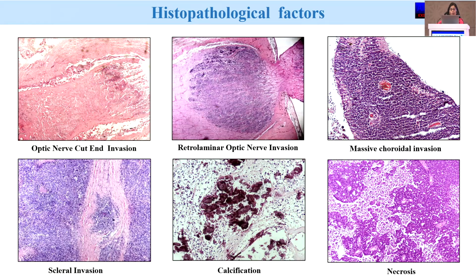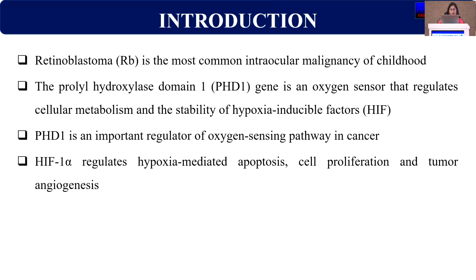These are the histopathological high-risk factors of retinoblastoma, which include optic nerve cut-end invasion, optic nerve retrolaminar invasion, massive choroidal invasion, and scleral invasion. This picture shows the calcification, and this is necrosis.